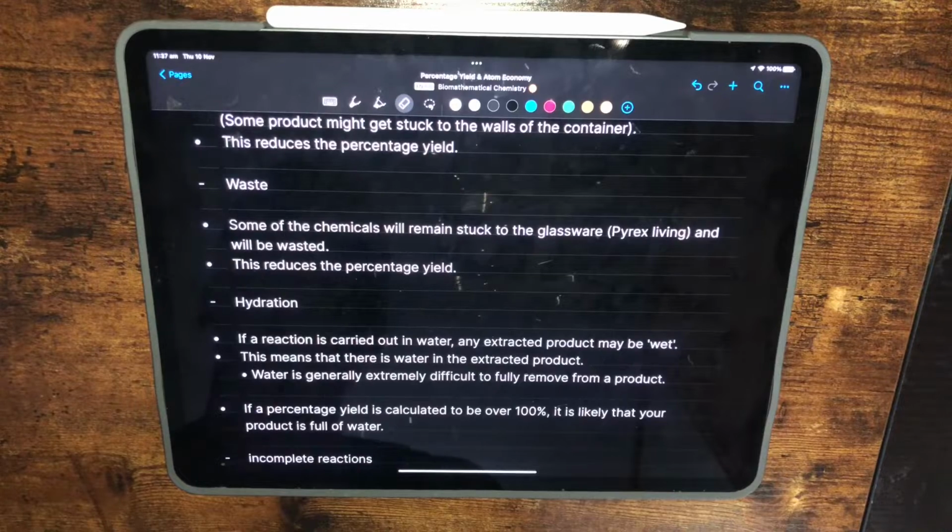So if you're doing a titration reaction, right, they usually tell you to wash the sides of your beaker. So if you're doing a titration reaction, and you have to dissolve.